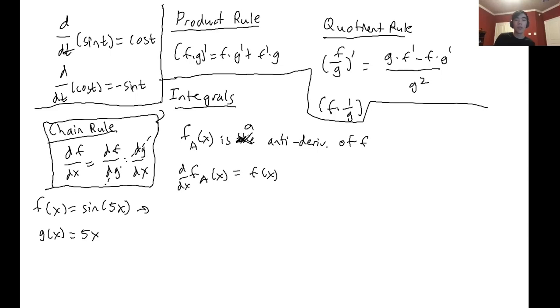I'm replacing the article with a subscript A because actually there are infinite antiderivatives. Those antiderivatives are just the same function, but you can add on any constant, because adding on a constant doesn't change your derivative. So all your antiderivatives are just f_A of x plus some constant. As an example, if f of x is 5, then f_A of x is 5x.